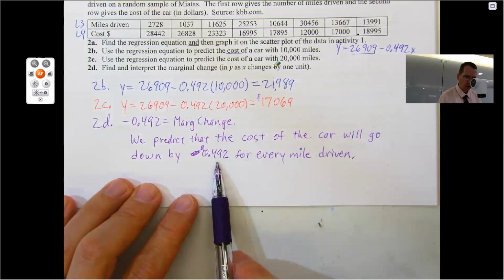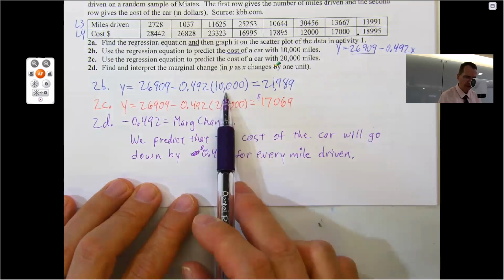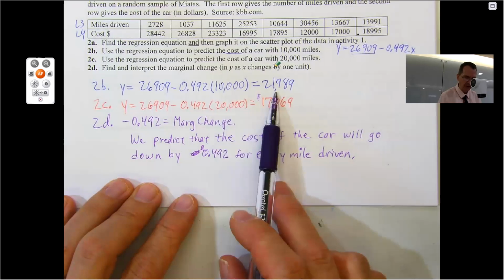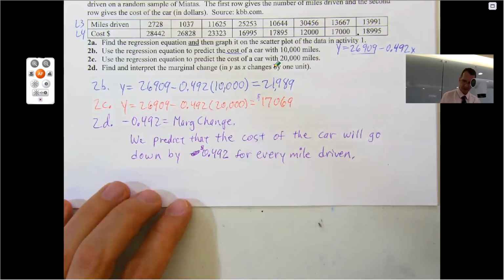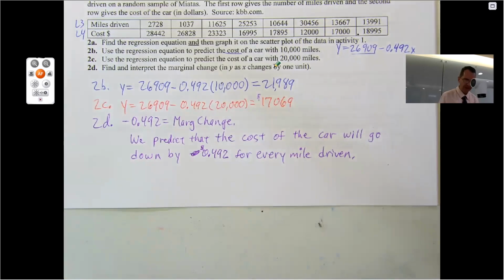So if I put on 10,000 miles, I expect it to go down by about $4,900. If I put on another 10,000 miles, I expect the price to go down by another $4,920. Does that make sense? All right.